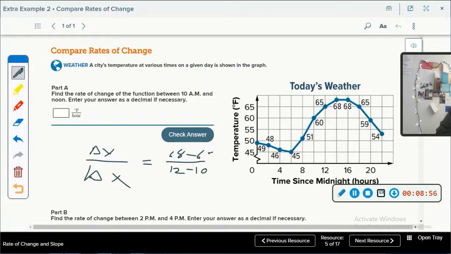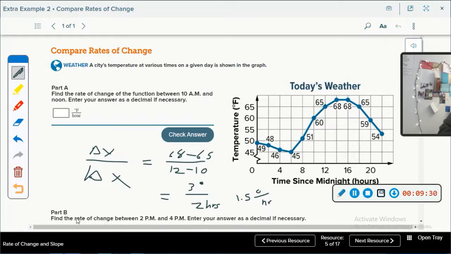Now you don't actually have to set up this subtraction problem. For a problem like this, I would just say, hey, on bottom, we know that's clearly a change of 2 hours, right? And on top, that's clearly a change of 3 degrees. So that's 3 divided by 2 degrees per hour, or if you divide that out, that's 1.5 degrees per hour. See how that works? Okay.